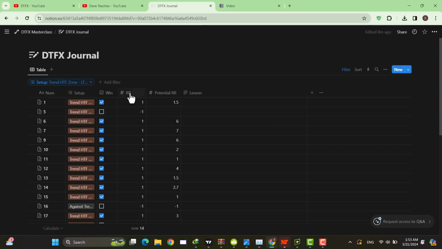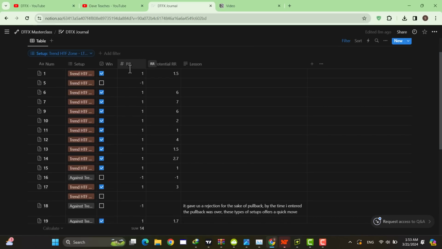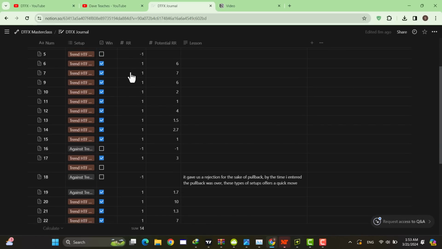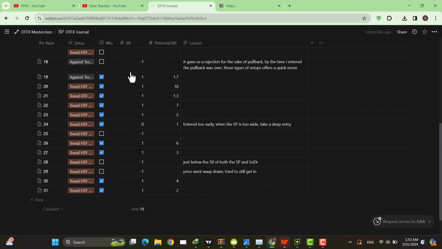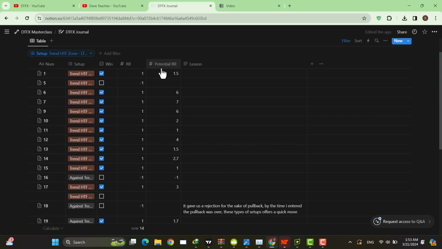As you can see here, this model is based on 1-to-1 trades. It has a really high win rate. And you can also see the potential RR, so this is where I close the trade, and this is where my trade went way above my TP or below my TP.